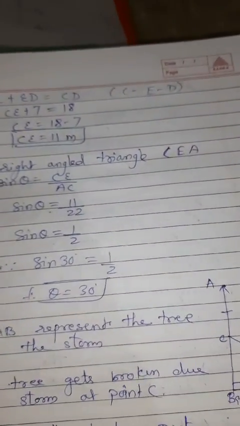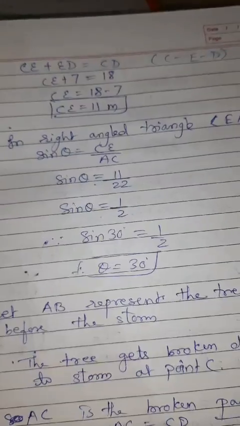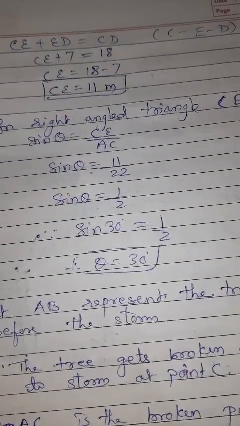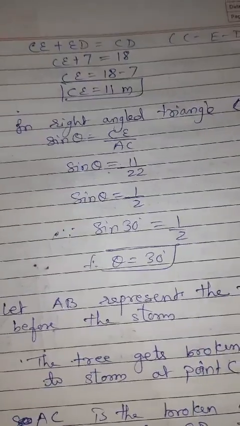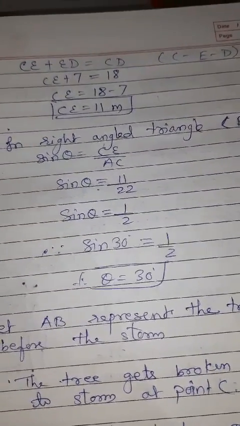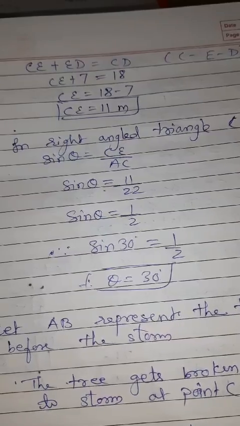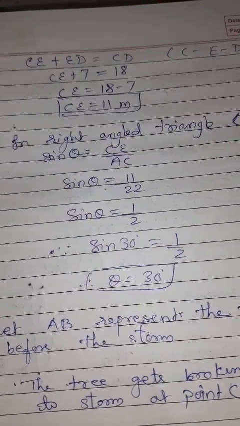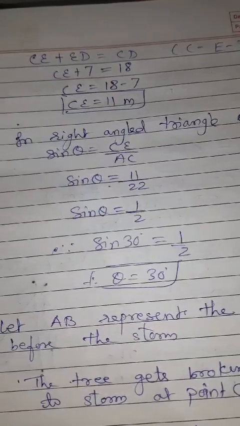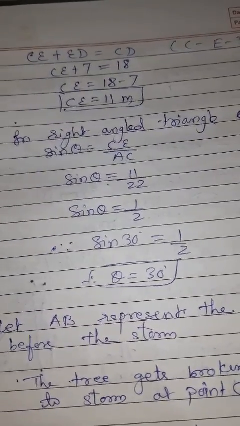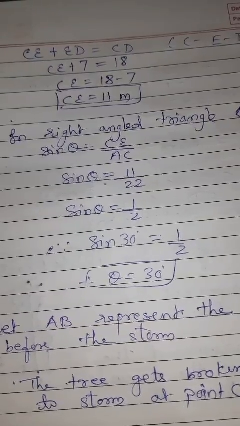In right angle triangle CEA, sin theta, we know that sin theta is the ratio of opposite upon hypotenuse. So here for angle theta, the opposite side is CE and the hypotenuse is AC. The length of the hypotenuse is 22 meter, and we already found that CE is equal to 11 meter. So sin theta is equal to 1 by 2. Since sin 30 is 1 by 2, therefore theta is equal to 30 degree.